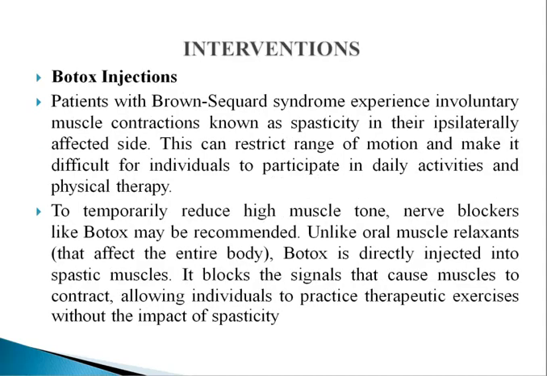So, Botox injections. Patients with this particular syndrome, Brown-Sequard syndrome, experience involuntary muscle contractions, which is known as spasticity, in the ipsilateral side, that is on the affected side. This can restrict the range of motion and may make it difficult for the individuals to participate in the daily activities. So to temporarily reduce the high muscle tone, which is the spasm, nerve blockers like Botox may be recommended.